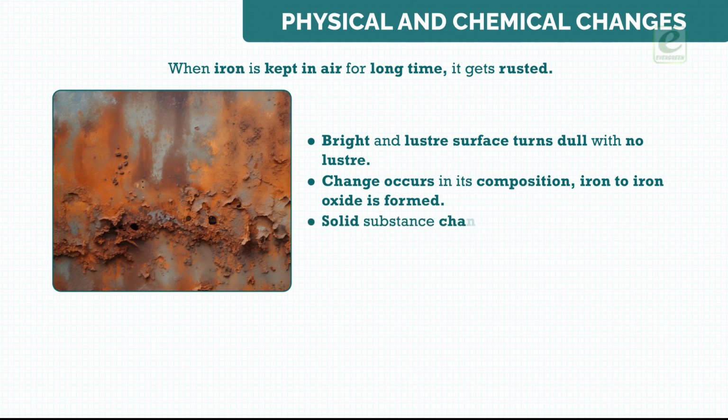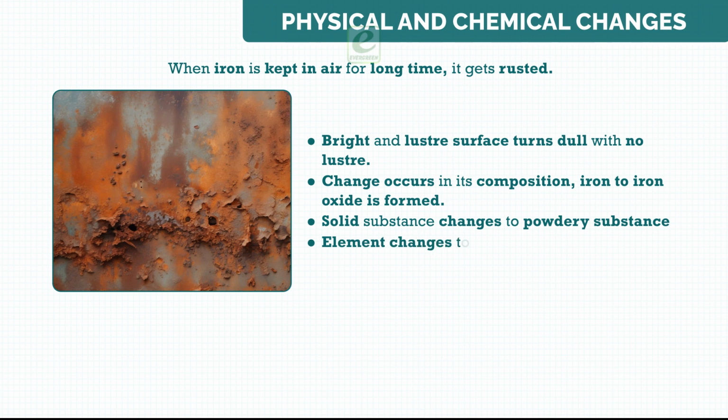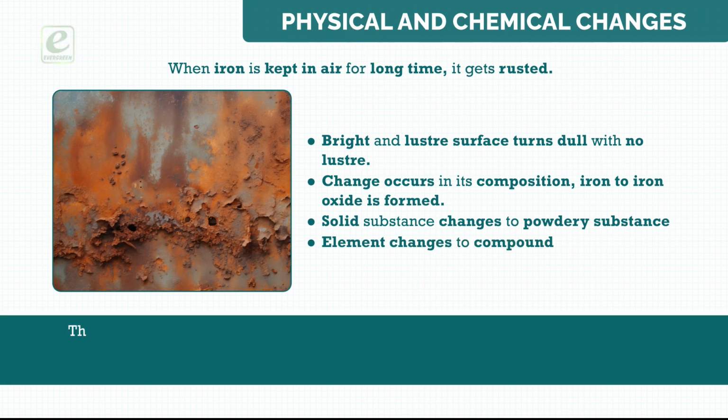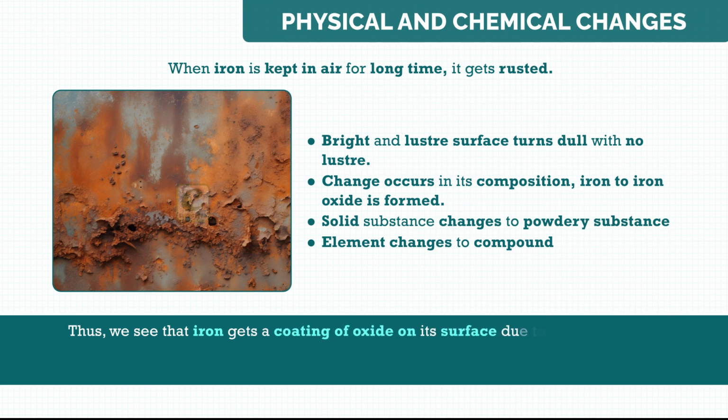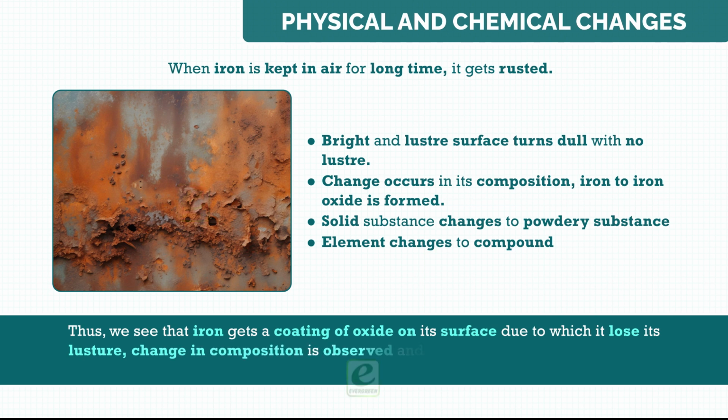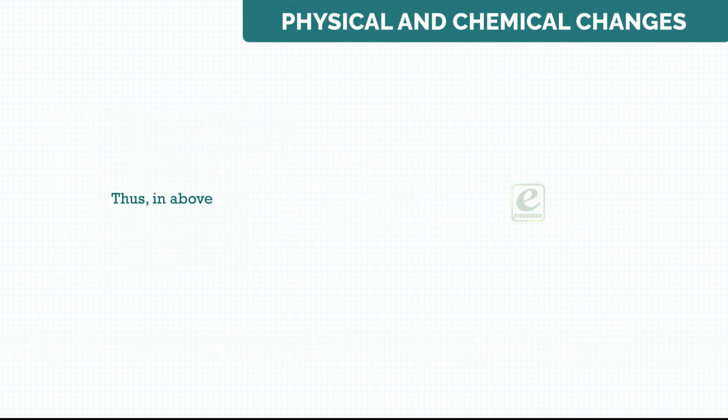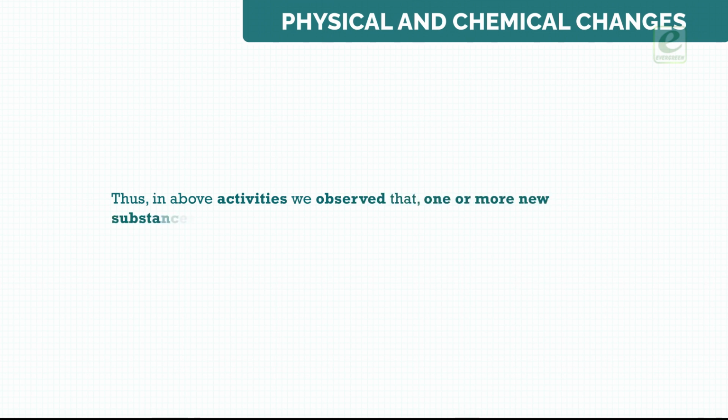Solid substance changes to powdery substance. Element changes to compound. Thus, we see that iron gets a coating of oxide on its surface, due to which it loses its luster, change in composition is observed, and the change is permanent and irreversible. Thus, in above activities, we observed that one or more new substances are formed with new and different chemical properties.